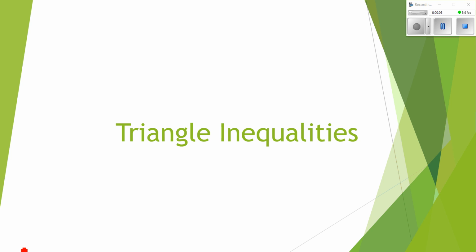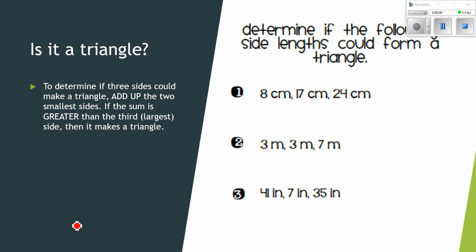There are 4 things you need to know about triangles that we're going to learn today. The first thing we're going to learn is how to tell if something is a triangle. How can we tell if something's a triangle? What you do is you take the 2 smallest sides and add them up. If that sum is greater than the third side, then the 3 side lengths are going to make a triangle.